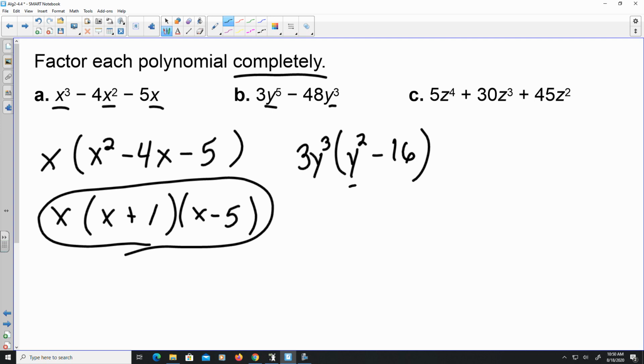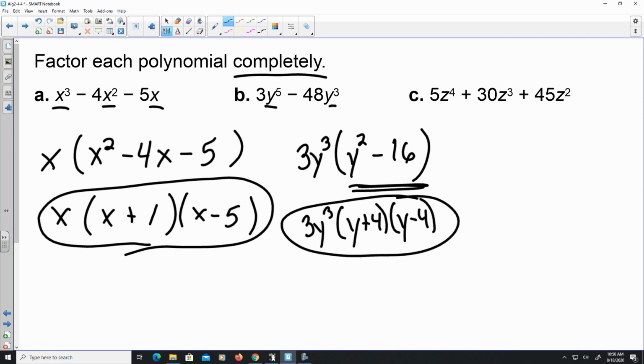Now, what I have here inside the parentheses is a sum and difference pattern, which means that I can write this as 3y to the third, and then this is going to turn into the quantity y plus 4 times the quantity y minus 4. And again, C is very similar to A, but I encourage you to work at it, and if you have any questions, please leave comments down below.